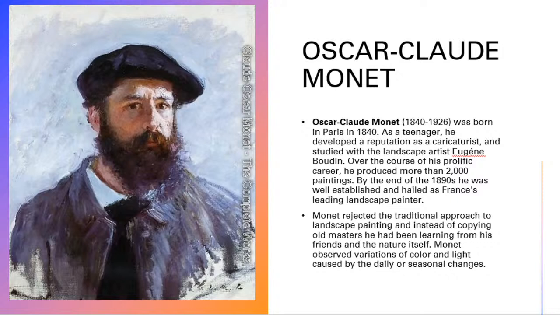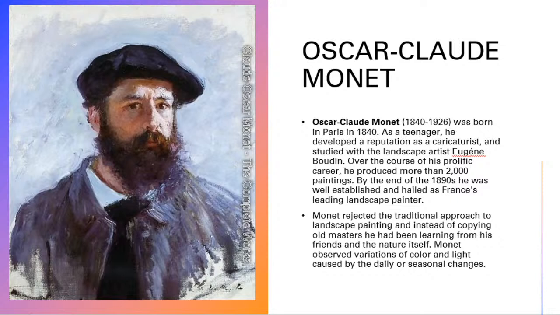As a teenager, he developed a reputation as a caricaturist and studied with landscape artists like Eugène Boudin. Over the course of his prolific career, he produced more than 2,000 paintings. By the end of the 1890s, he was well established and held as France's leading landscape painter. Monet rejected the traditional approach to landscape painting, and instead of copying old masters, he learned from his friends and from nature itself.